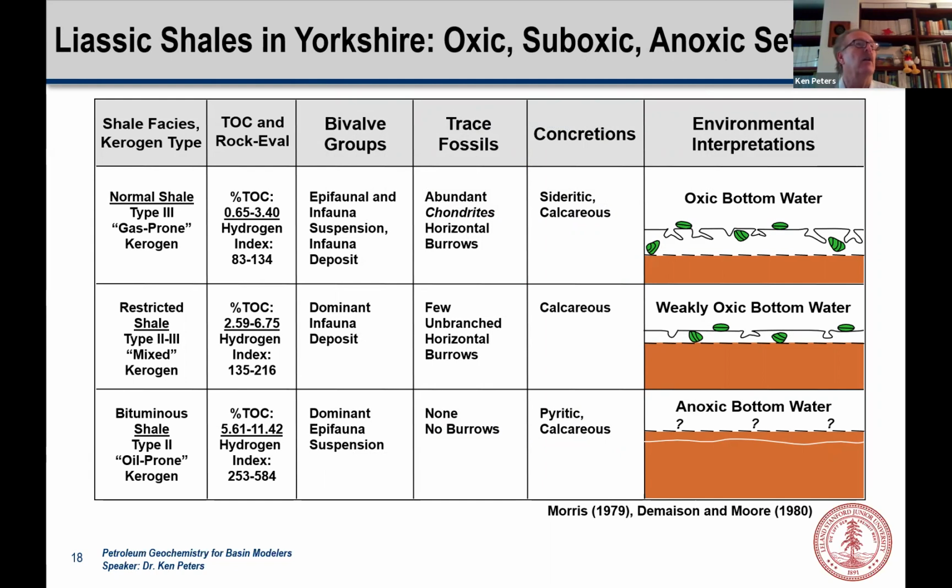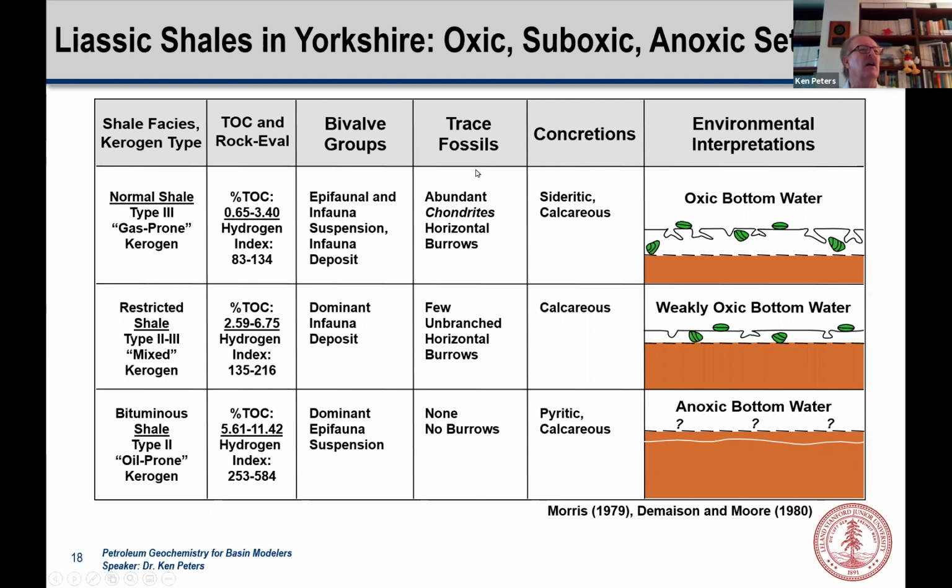And in the same shale, if you move laterally through that shale, you can find different shale facies that have different kerogens in them. So here is the normal shale facies. It's dominated by basically type 3. We'll talk about kerogen type in a bit, but it's gas-prone kerogen. The hydrogen index is fairly low. Okay, it's a low hydrogen index, so it's going to be a gas-prone kerogen. And TOCs are not particularly high, 0.6 to 3.4%.